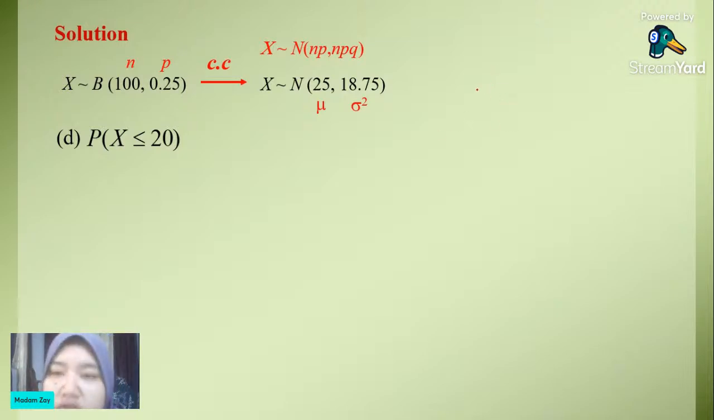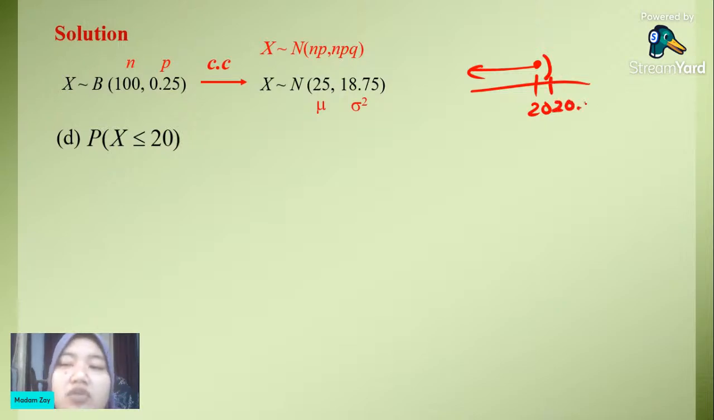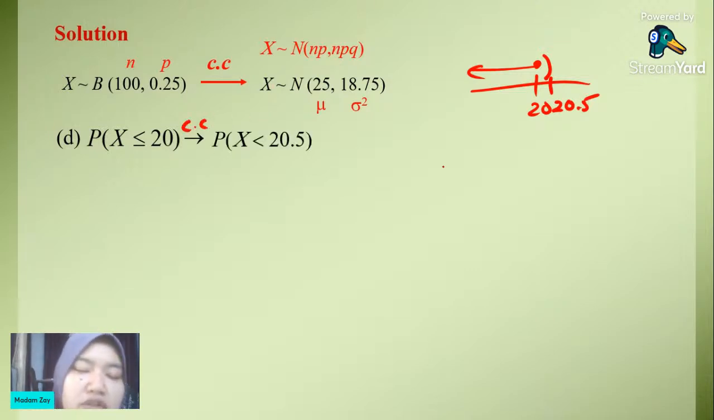Okay, so for question D, probability of x less than or equal to 20. So is 20 included or not? Yes, 20 is included. So we have to hug it from the outside, because it is included, so it is our family. So we hug it. Okay, so that means we have to take not 20 but 20.5 and before. So probability of x is less than 20.5 after the continuity correction.